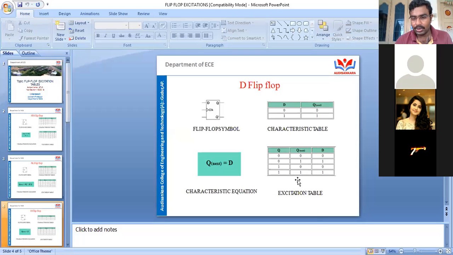So guys, any doubts in the excitation table of D flip-flop? Next state is equal to input. So directly I'm writing those values. Any doubts still, guys? Students, any doubts in this excitation table I'm asking? If you say okay, then I will go for the next flip-flop.